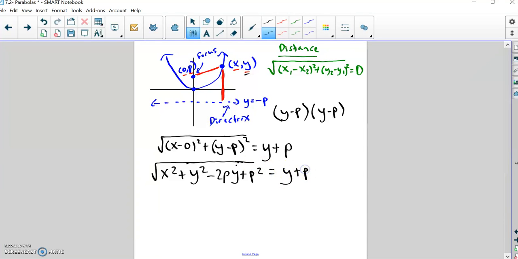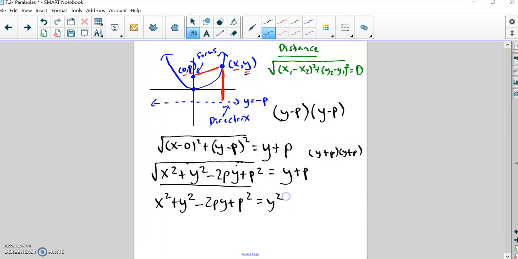Now, if I want to get rid of this square root, I need to square both sides of the equation. So if I square both sides of the equation, this stays the same. It would still look like x squared plus y squared minus 2py plus p squared. But if I square this other side, then this will look like (y plus p) times (y plus p). And if I expand that out, I will get y squared plus 2py plus p squared.